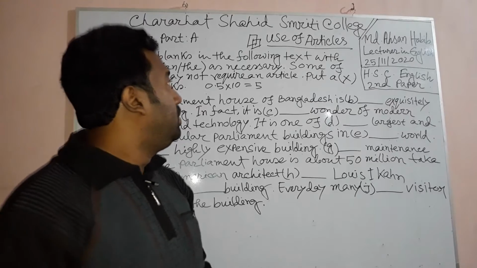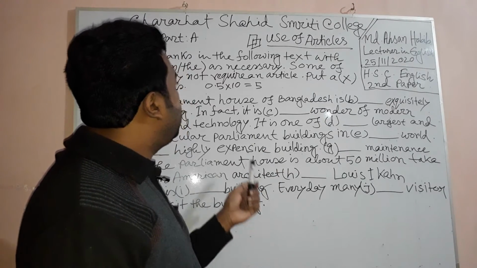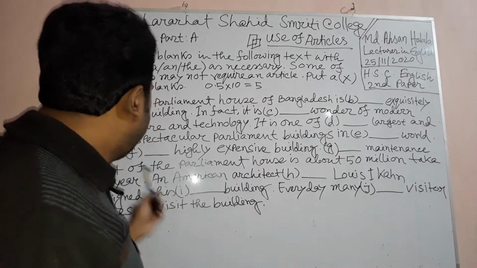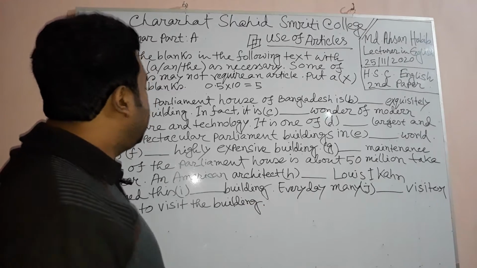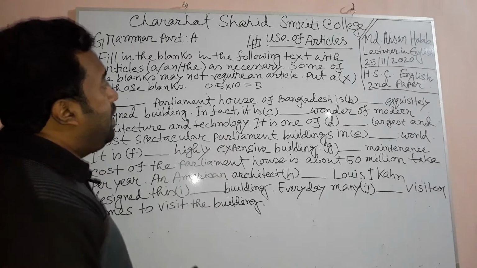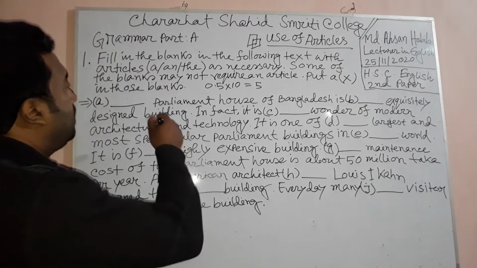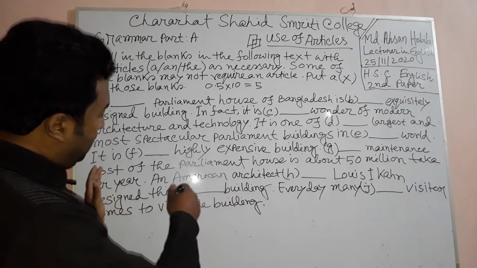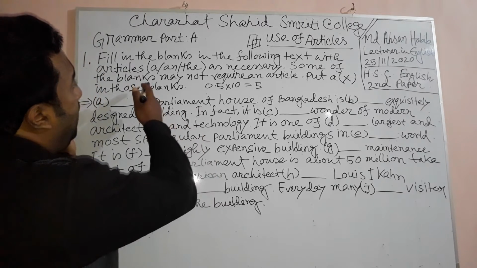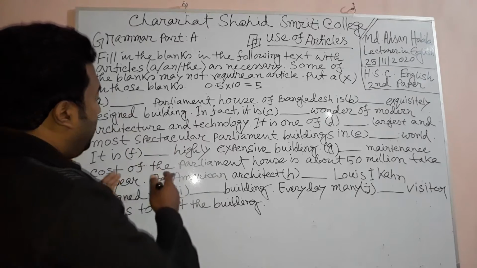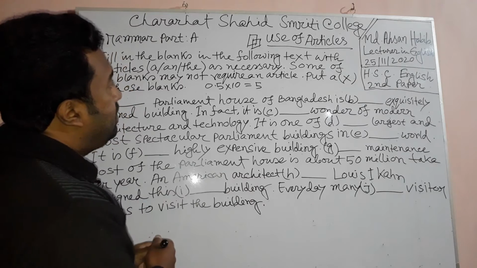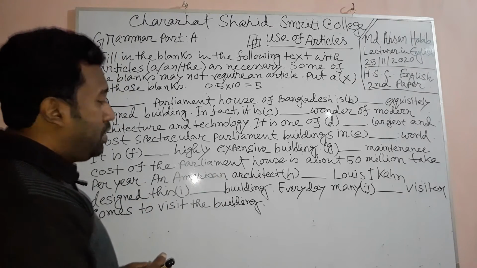For this question, the marks written here is 5, and there are 10 blanks, and you have to put the right articles here. It's a text that has 10 blanks, and you have to put a or an or the, or if any blank needs no article, you may put a cross mark there.